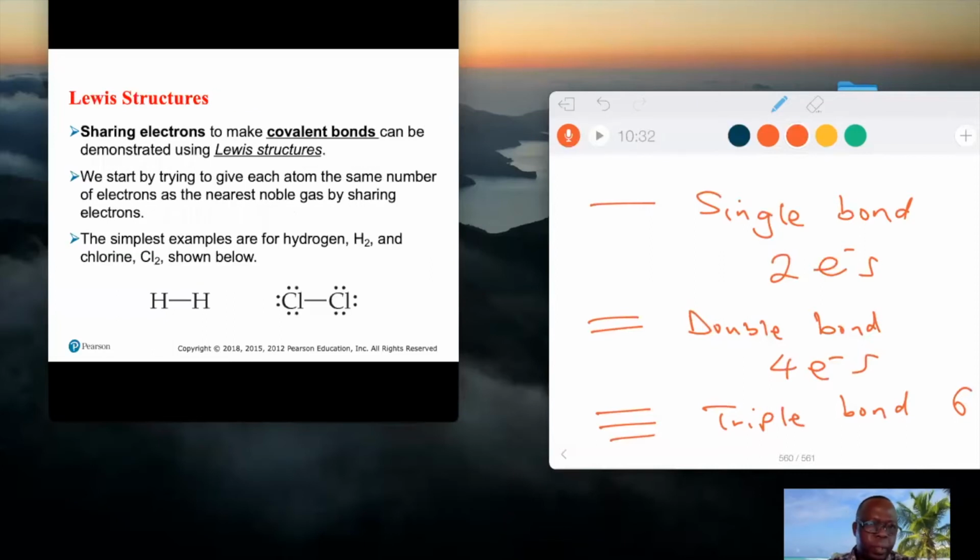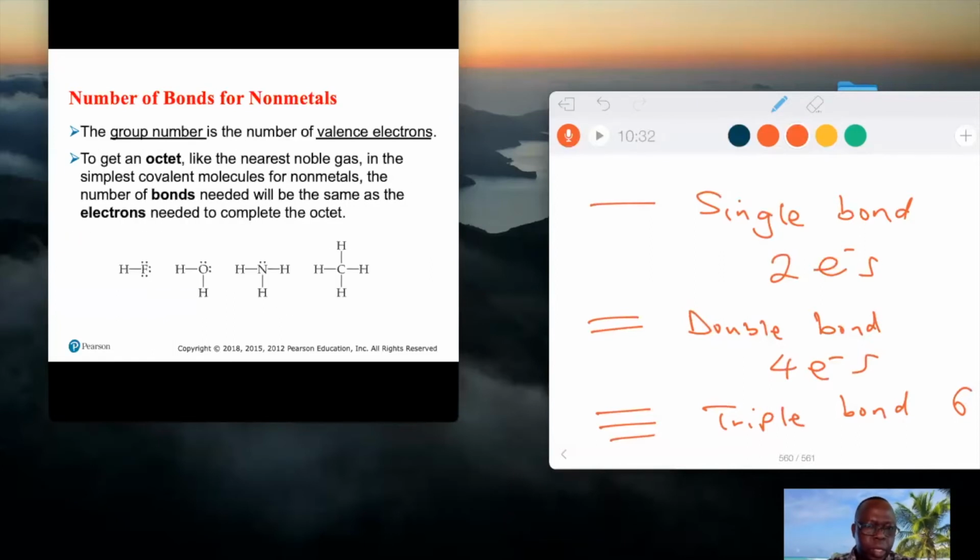lone pair, shared electrons. So if you look at the number of electrons here, we have lone pairs, lone pairs, lone. This is bonding pair. This is shared electrons. The line represents two electrons. Look at my whiteboard. One line represents two electrons. We call that single bond.